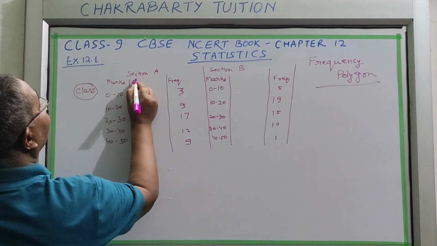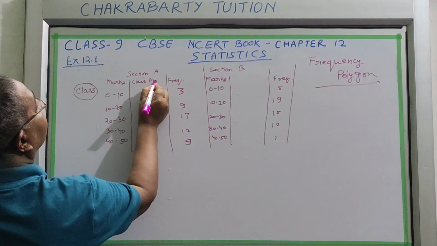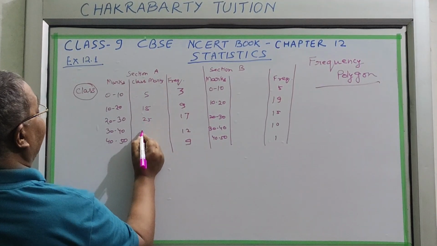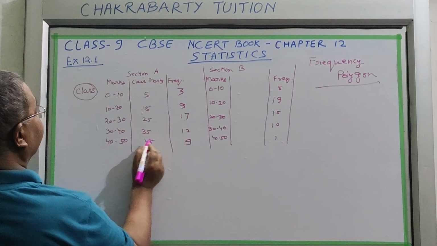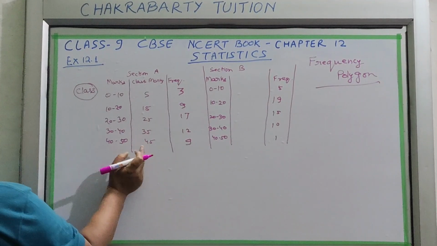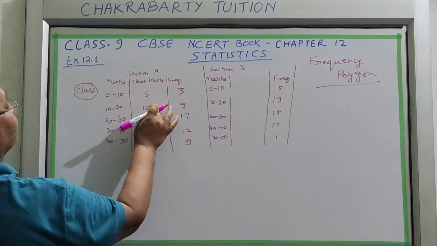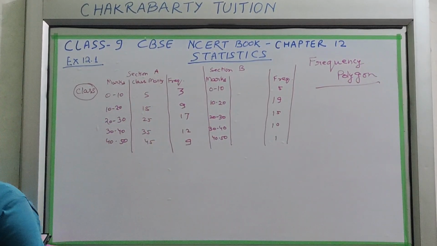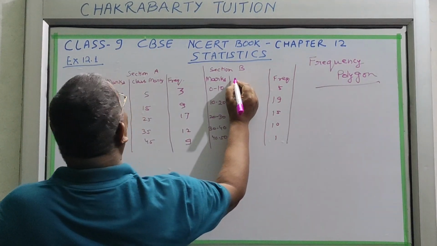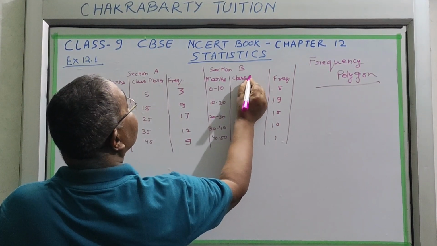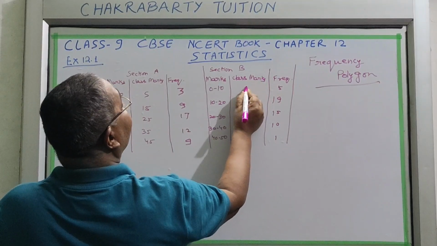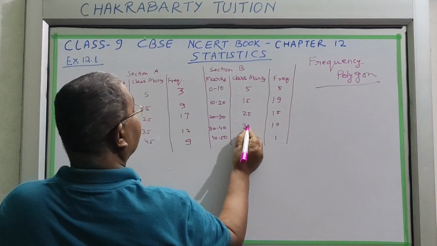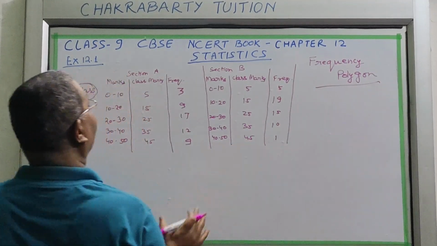So here we will make class marks. Class marks will be 5, 15, 25, 35 and 45. How does it come? You add the two limits and divide by 2. If one is 5, the other will be 10 more, so 10 is the difference we have put here. Here also the class marks will be the same: 5, 15, 25, 35 and 45. Now the class marks are there.